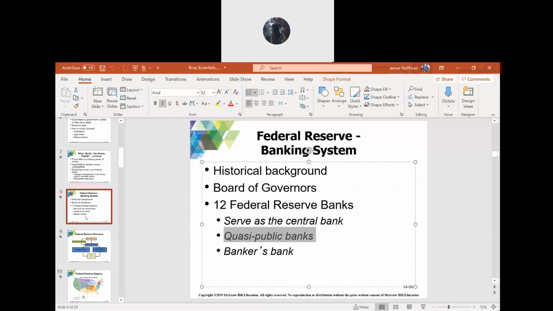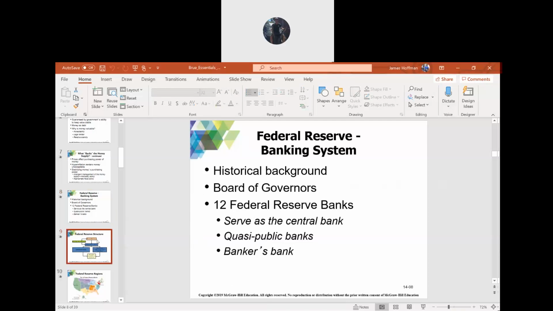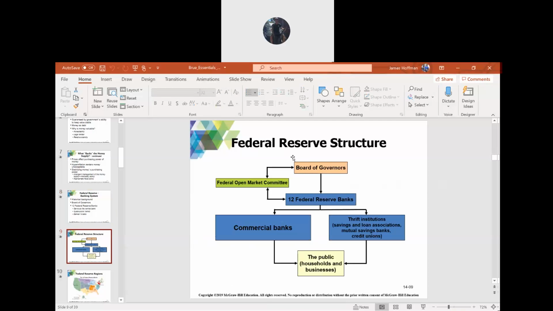And so you look at this flow chart, I guess. Okay, so you've got a Federal Open Market Committee that tries to set policies that influence interest rates, which we'll talk about next chapter. And you have a board of governors, and you have 12 big Federal Reserve banks that oversee a certain region. And they oversee the commercial banks and the thrift institutions, which lend and hold money for the public.